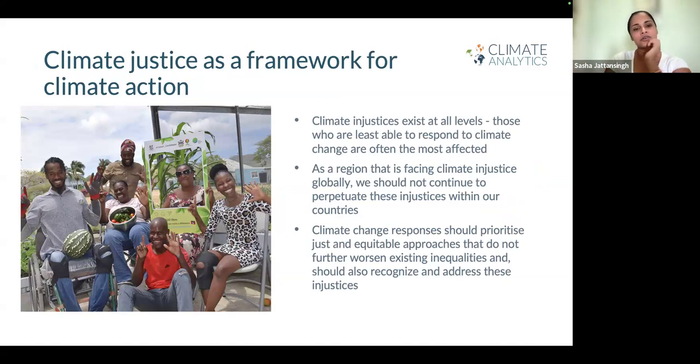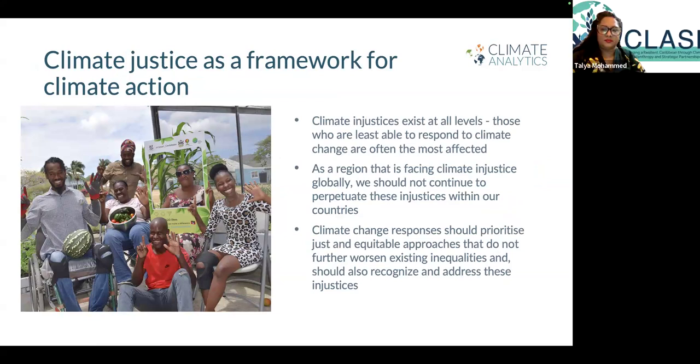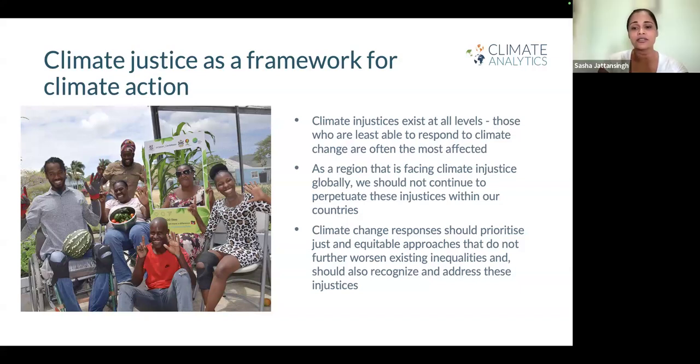And then what's important to note is the importance of climate justice as a framework for climate action in the region. And I think we all have experienced and seen this, but climate injustices exist at all levels. And those who are least able to respond to climate change are often the most affected.